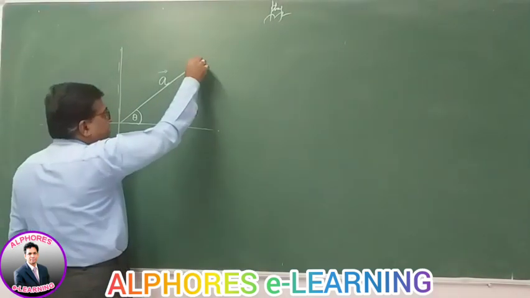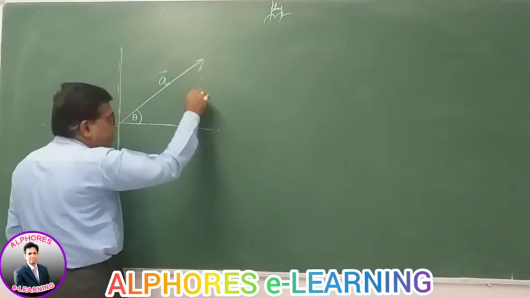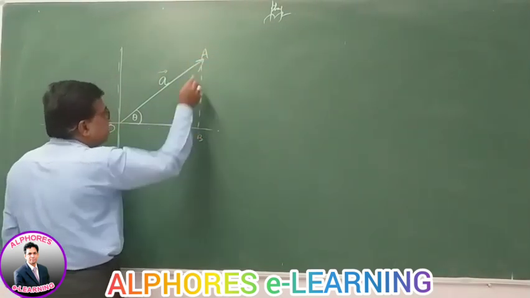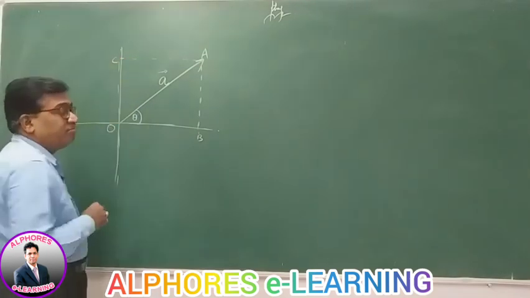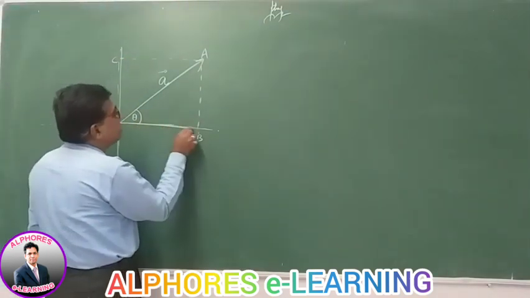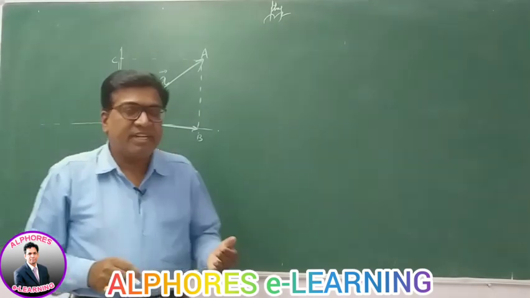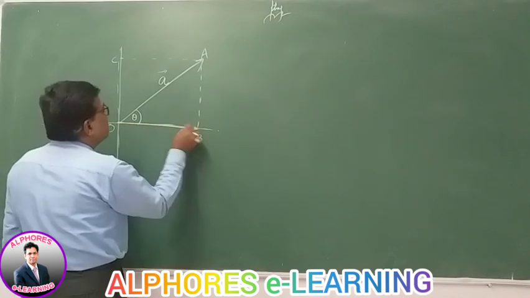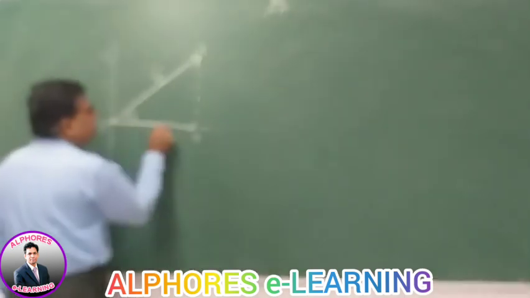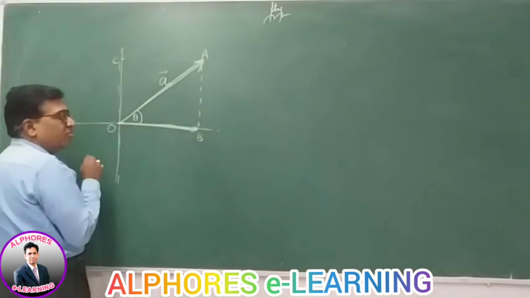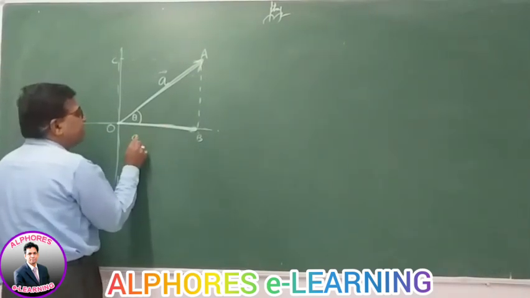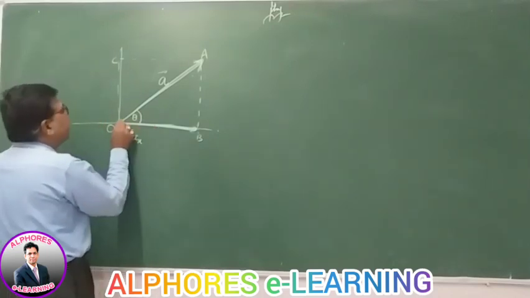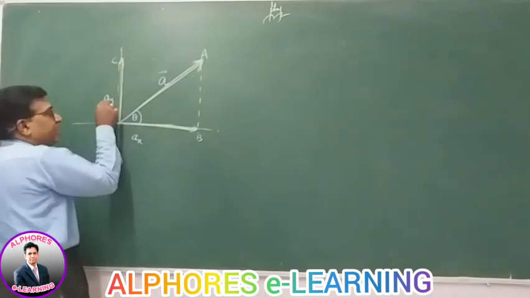So for this, let's drop a perpendicular. Let the vector be OA. When I drop a perpendicular, it meets at B. OB is its horizontal component. You know, a component is its shadow, its length in this direction. So the length of this vector in this direction is OB, the horizontal component. Let us name it Ax. The horizontal component OB is Ax, and the vertical component is OC. This is Ay.